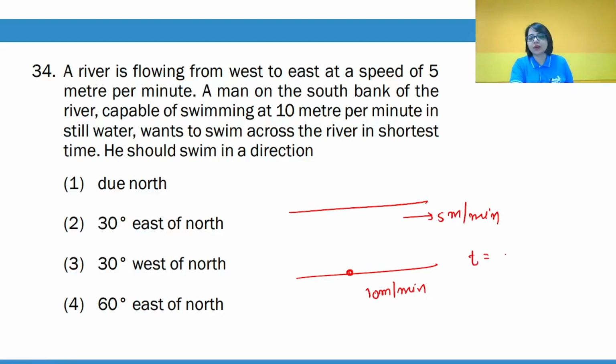So time is given by d, where d is the width of the river, divided by u cos theta. If you want this time to be shortest, u cos theta should be maximum. That means cos theta should be maximum. Cos theta is maximum when it is 1, and it happens when the angle is 0 degrees. So the person should start directly like this, right? So this should be the direction of motion of the person from this point. So it will be due north. So the correct answer is option 1.